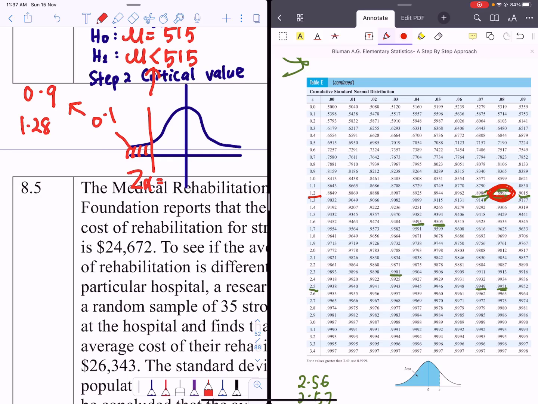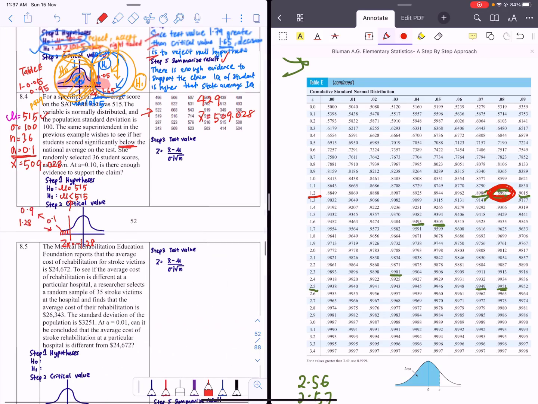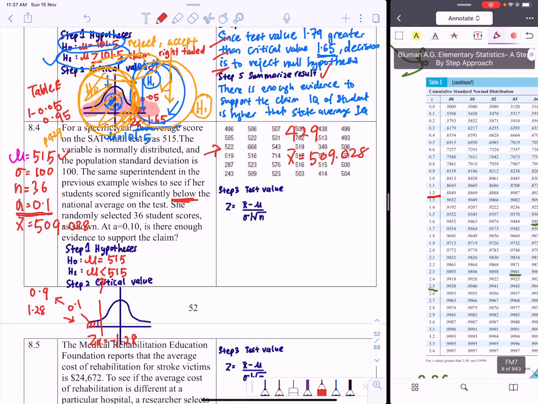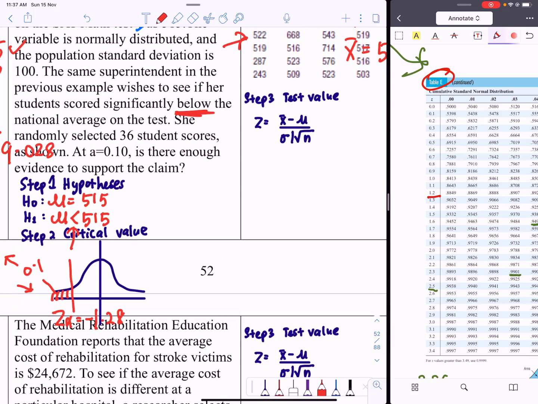However, this is on the left tail, the left side of the graph. We cannot put 1.28. It is a wrong Z score. The answer will be negative 1.28. Negative 1.28. Okay, finished with the critical value. This uses table E. Don't go and use another table, use table E. Now we move to step 3, test value.